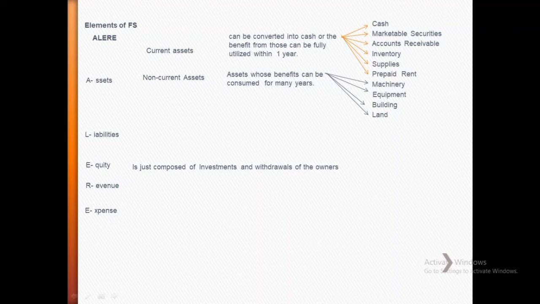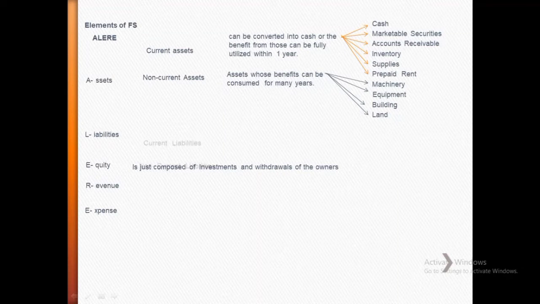Let me repeat that again. The faster the asset account is converted into cash or the faster it is consumed, the higher is its ranking on this list. That is why current assets come first before the non-current assets, because the current assets' benefits are consumed faster. For example, supplies are consumed faster than the equipment, right? Another is that, as you can see here, the machinery, equipment, and building come first before the land. It is because these three have a limited useful life, whereas the land has an unlimited useful life. So that's it for arrangement. Let's go now to liabilities.